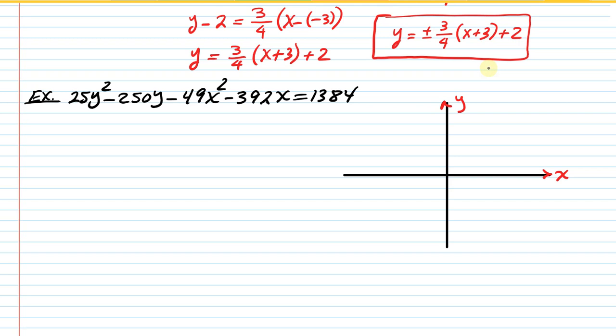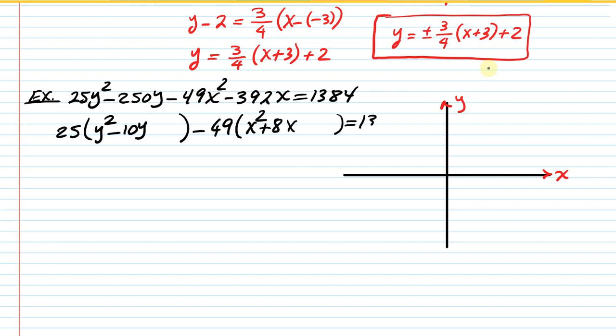Now, I'm going to group the y's again together and factor 25 as I do that. So this is going to be 25y squared minus 10y, and then factor -49 from x squared and from 392. Well, 392 is 8 times 49, and equals 1384 in this one.